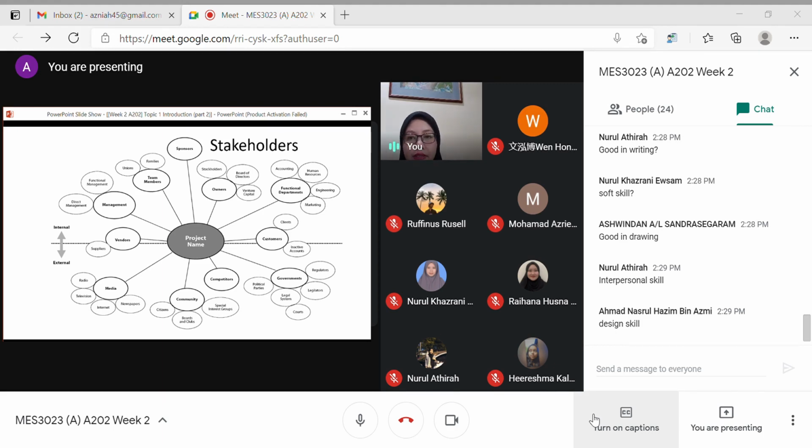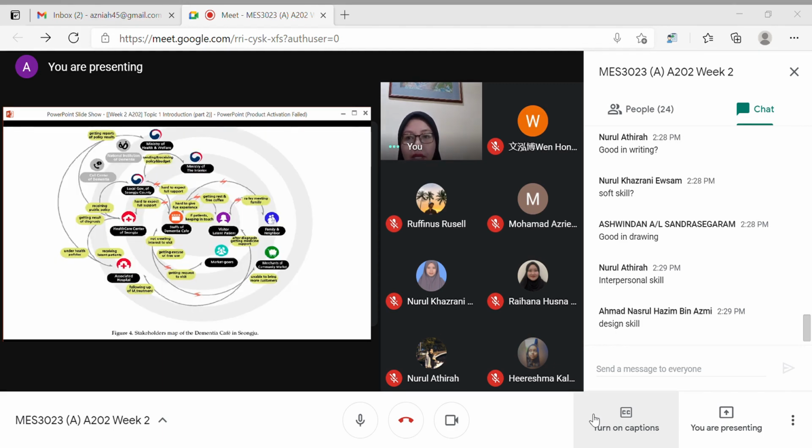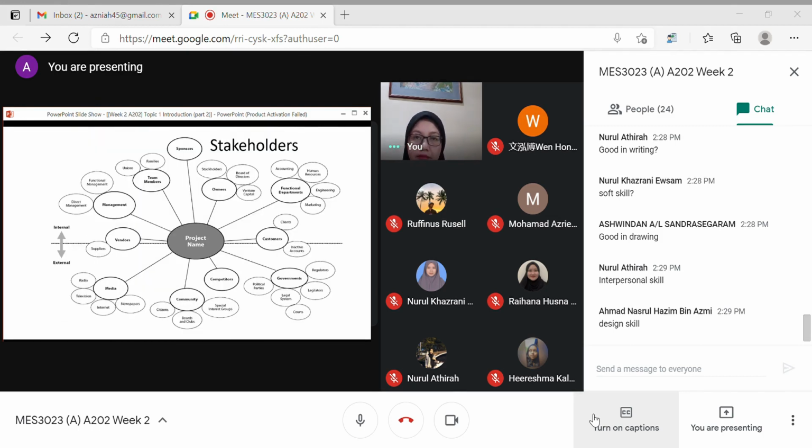As you can see in the diagram, in the picture, there are some lists, but it's not limited to that only. It can be more than that. One that you can see that is interesting here is competitors. Can you see it? So competitors are also your stakeholders. Why? Because they can get affected, but might be negatively affected. So competitors are actually your negative stakeholders.